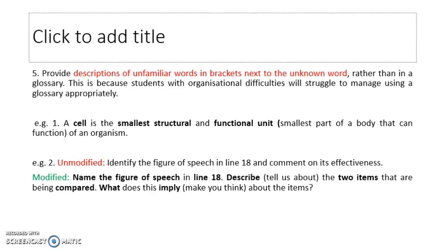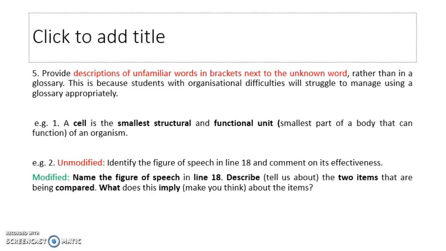Okay, so here in example 1, you can see very clearly that the keywords have been highlighted, and then because we thought maybe the student wouldn't understand the words smallest structural and functional unit, we've put in brackets what that means.